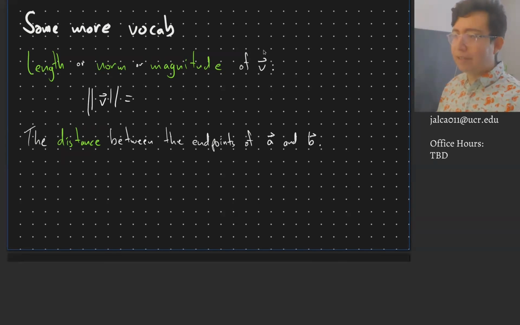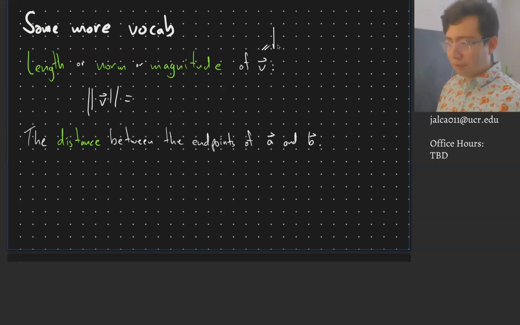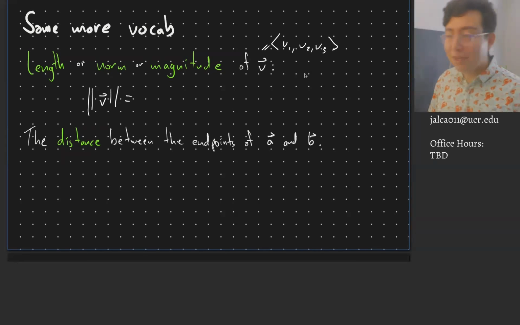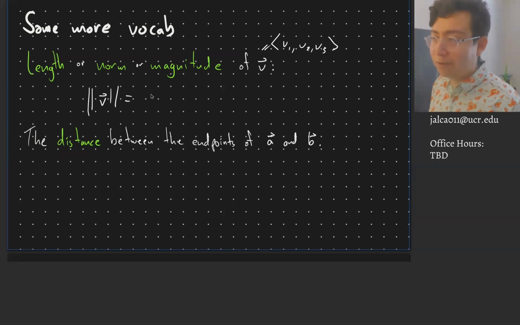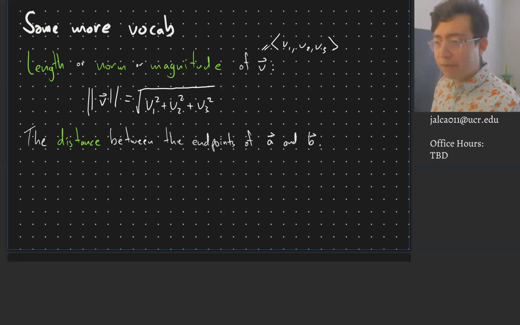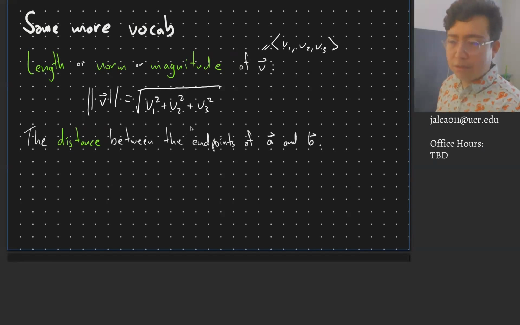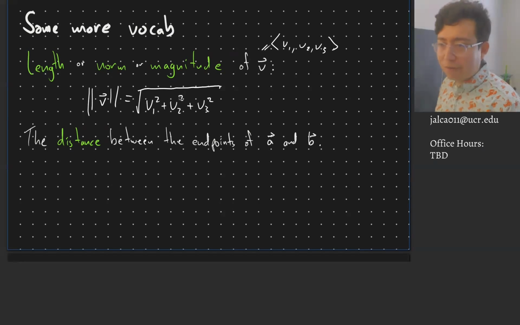So basically, if this vector is given by these coordinates v1, v2, v3, again, I'm doing this in 3 dimensions, but it works exactly the same in 2. This is the square root of v1 squared plus v2 squared plus v3 squared, right? Now, what famous theorem are we using to figure this out? Like, how could you have figured this out without me telling you? What famous theorem?